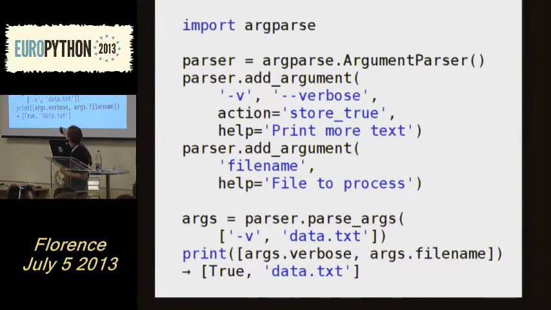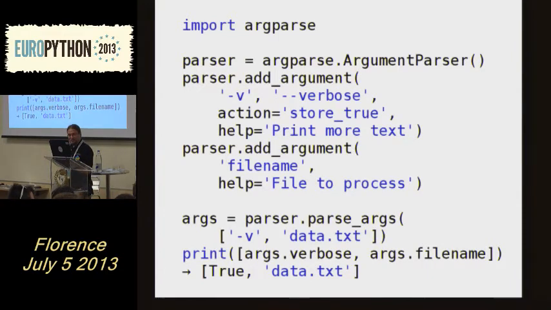These are the names. There's an action that it should store some value. There's some help text. You can add positional arguments pretty much the same way. And then you parse the arguments and you get them in a nice little object, and you can access them by attributes. Now if you leave this thing out, it uses the arguments you get from the system. That's the program's called with sys.argv.